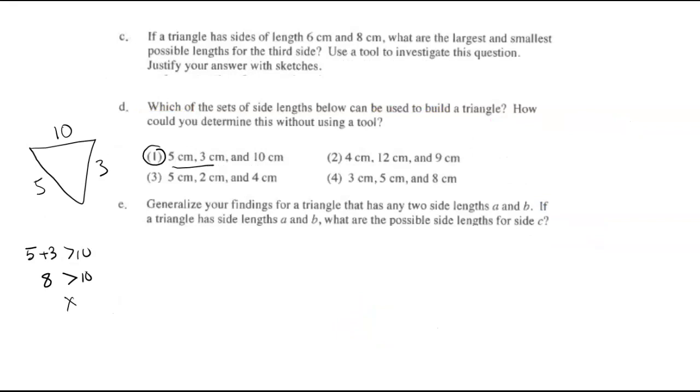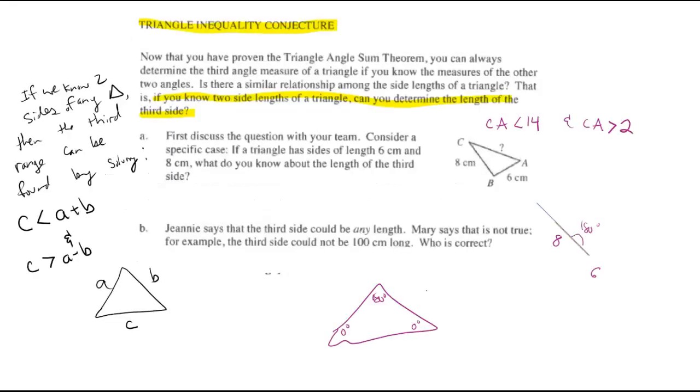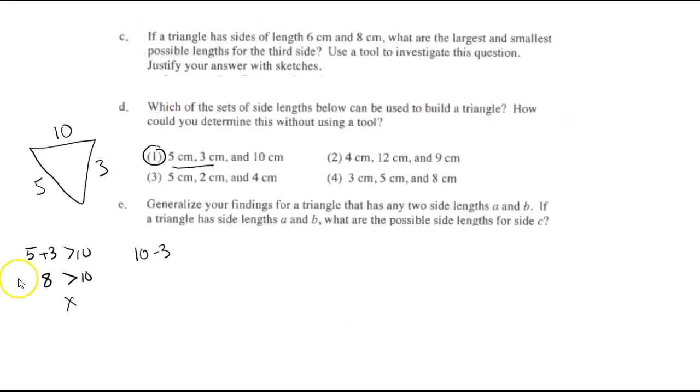I could also, right, subtract some numbers together, right? So let's subtract 10 minus 3. And again, when I subtract the 10 minus 3, that has to be smaller, right? So this has to be smaller than the remaining side, which is 5. So 10 minus 3 gives you 7, and 7 is not smaller than 5. So this is not a triangle.